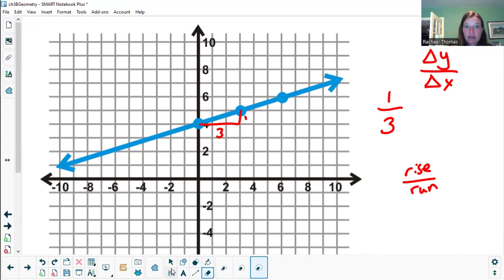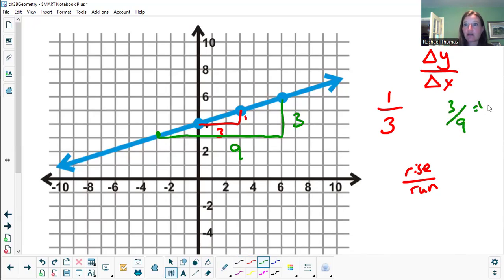And again, this would be another example where if I used other points, if I used this point and let's say this point over here, I've gone over 3, 6, 9, and up 3. If I called that 3 over 9, I could reduce it to 1/3 and get the same number.